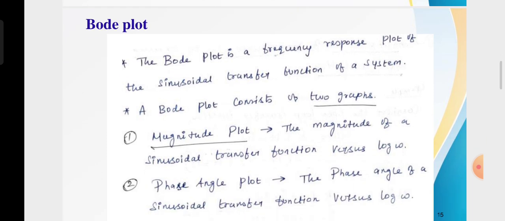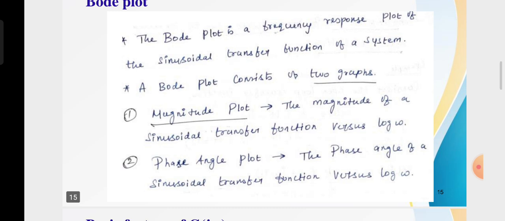Now what is the Bode plot? The Bode plot is the frequency response plot of the sinusoidal transfer function of the system. The Bode plot consists of two graphs. One is a magnitude plot, second is the phase angle plot. The magnitude plot is the magnitude of a sinusoidal transfer function versus log omega, and the phase angle plot is the phase angle of a sinusoidal transfer function versus log omega.